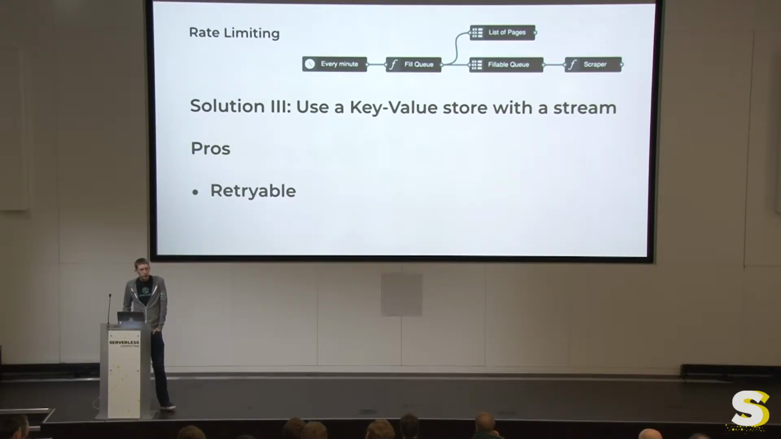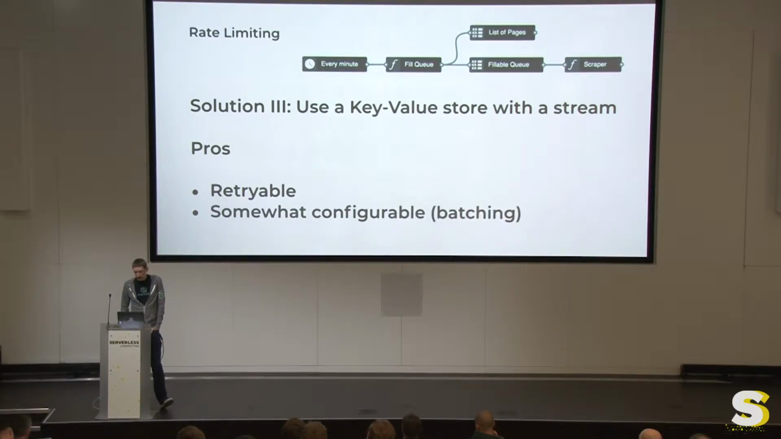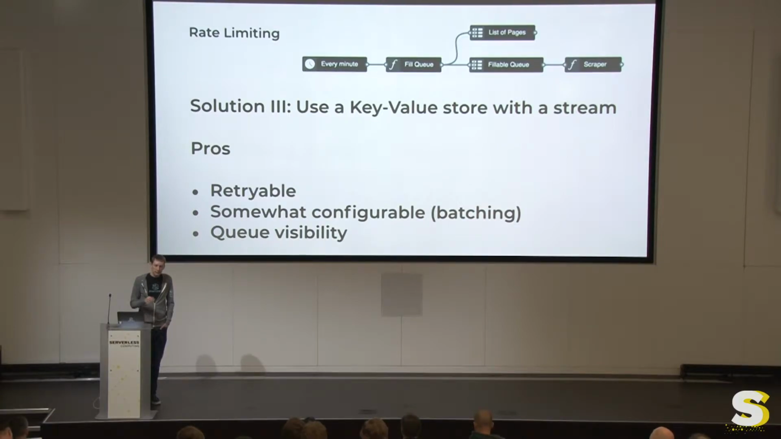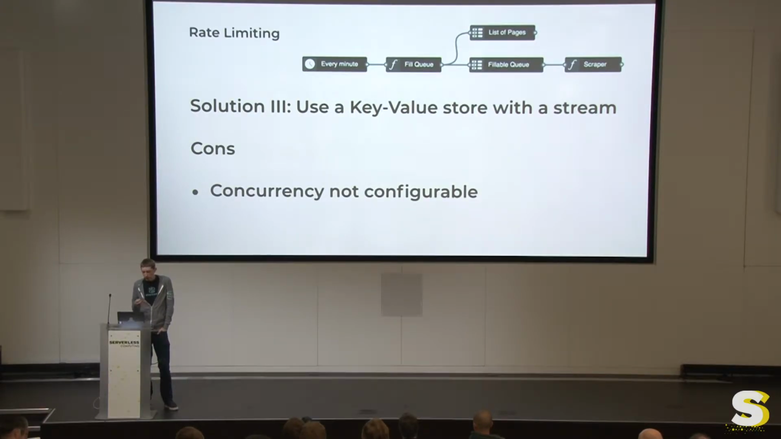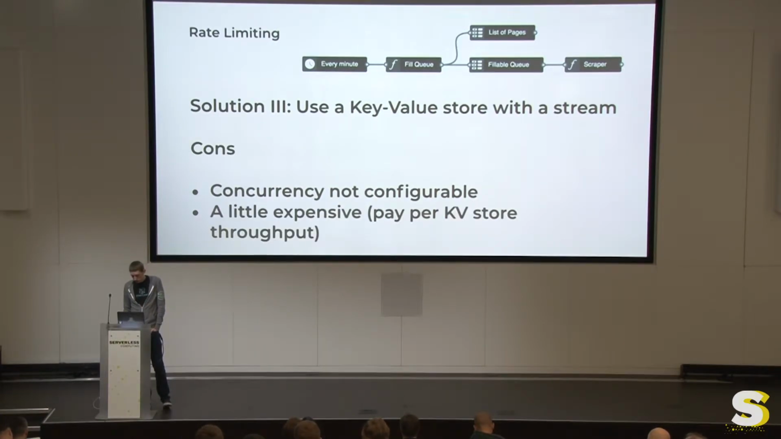So while it's a proper stream, it's retriable, and it's somewhat configurable in that we can set the batch size. Another positive aspect is that you've got some queue visibility because you can actually query the table to see what is in there waiting to be processed. On the downside, you can't configure your concurrency, so you can't actually be sure that you're meeting the rate that you need to be hitting. And it's still slightly expensive. You have to pay for your key value store throughput, and make sure that it matches the load that you have. So it's still not the greatest solution, but it was the best.